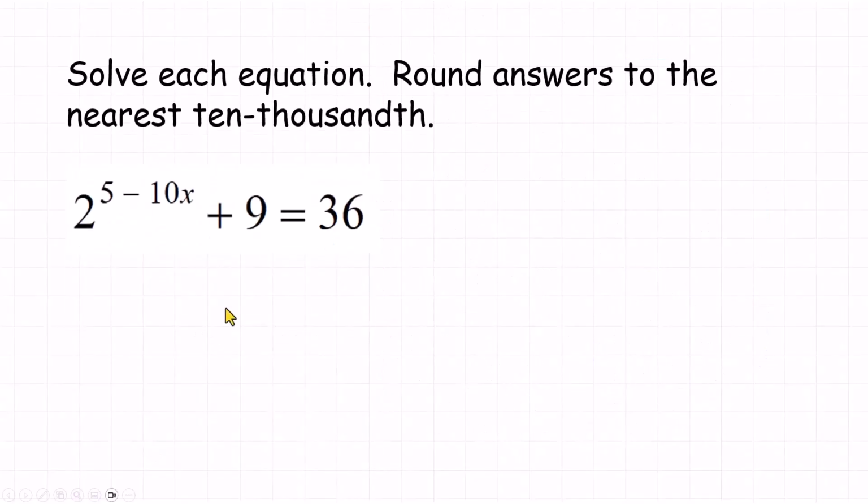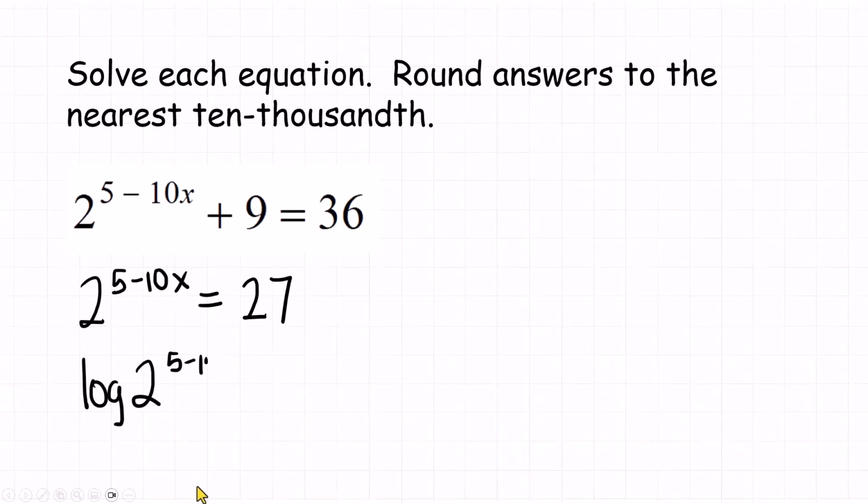Let's do it again. As in all things with algebra, you want to isolate your variable. Here's the variable you're trying to solve for. We need to subtract 9 from both sides first. So we're going to have 2 raised to the power 5 minus 10x equals 27. Now, to get this thing out of there, we're going to have to use logs.